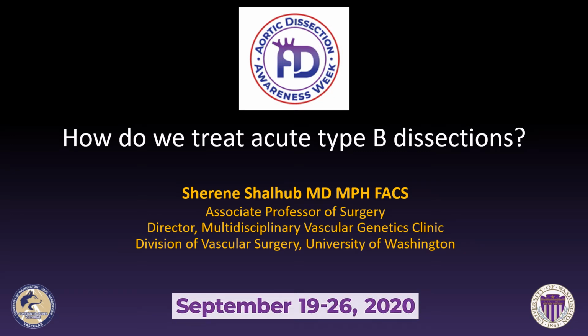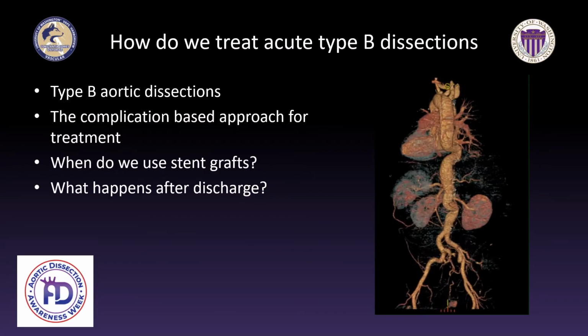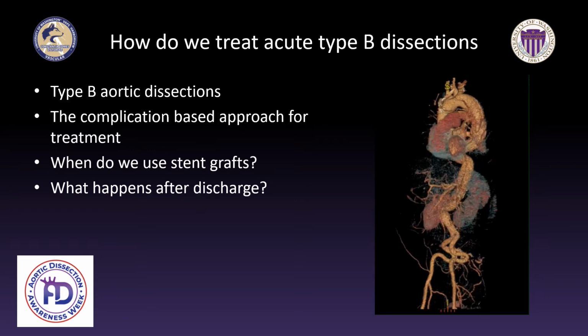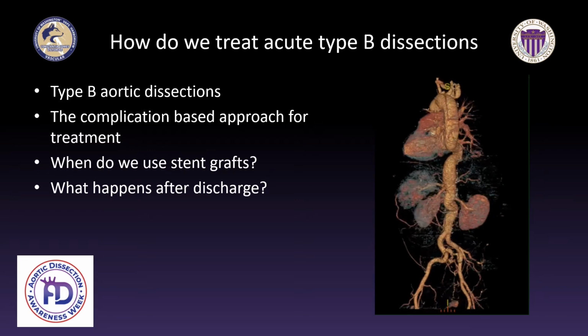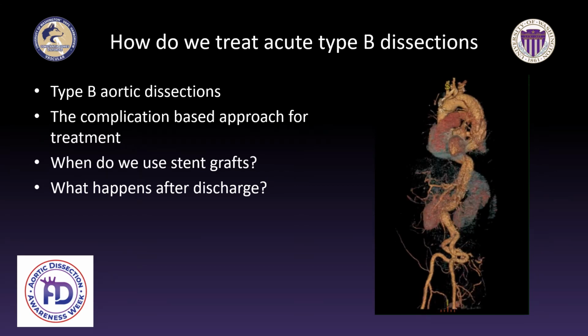I am a vascular surgeon at the University of Washington, and I will talk to you about how we treat acute type B aortic dissections. Over the next 15 minutes, we will talk about type B aortic dissections and the complication-based approach for how we treat them. I'll discuss with you how we use stent grafts, as well as what happens after discharge from acute type B aortic dissection admission.